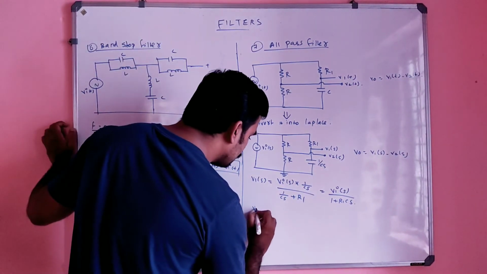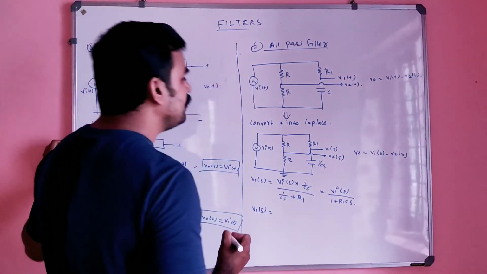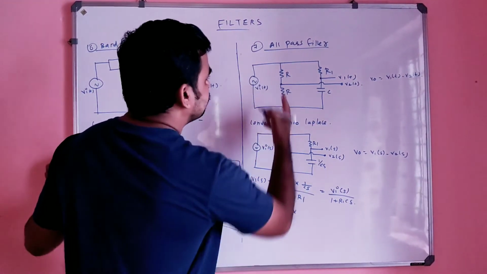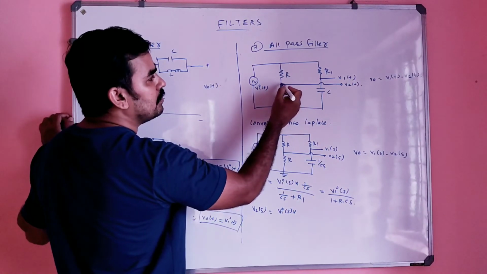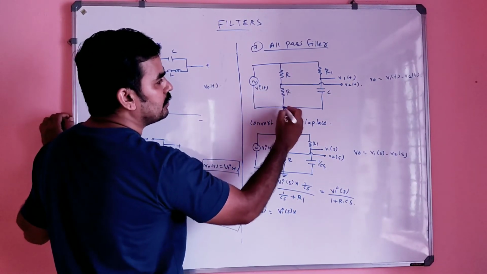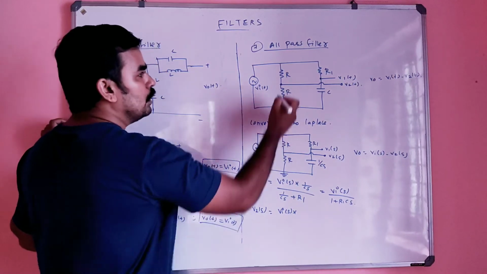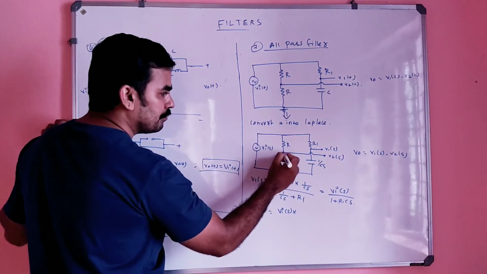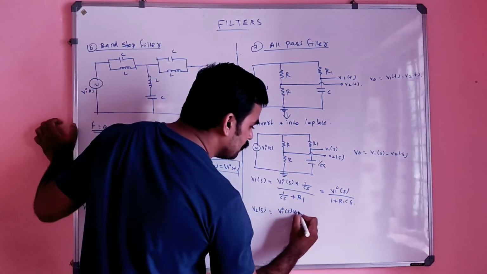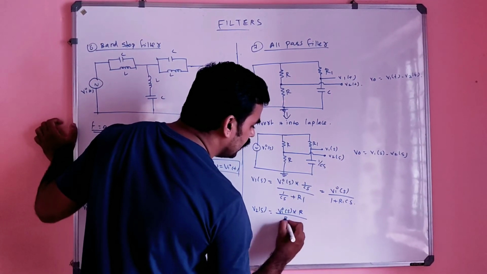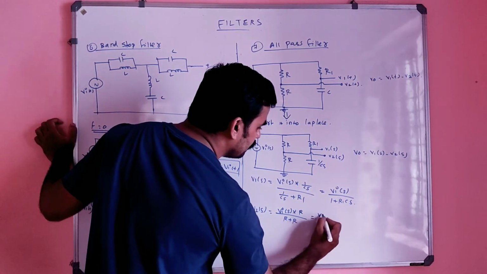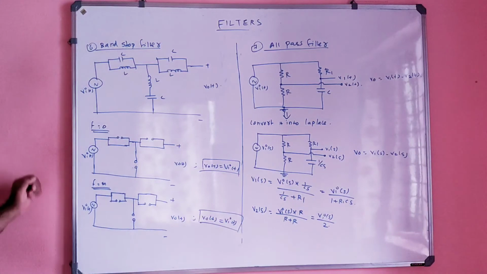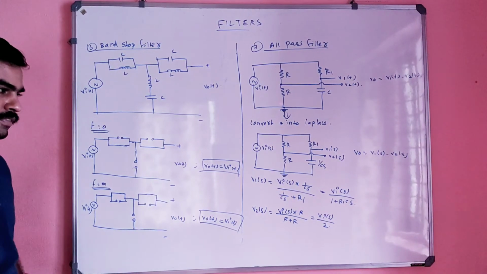And what will be V2 of s now? It is nothing but VA of s into, V2 is with respect to this point and ground, right? This is also ground. So that will be VA of s into R divided by R plus R. Because R and R get cancelled, it is simply VA of s by 2.